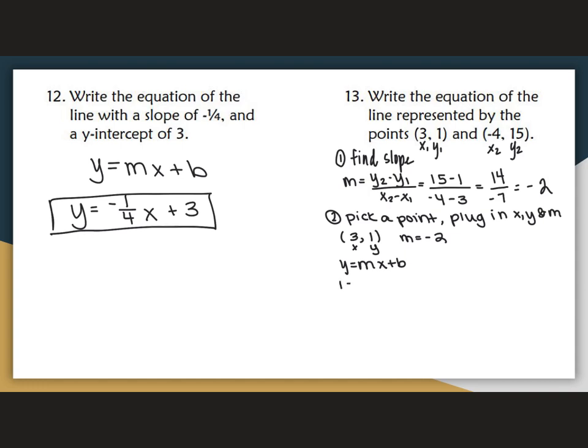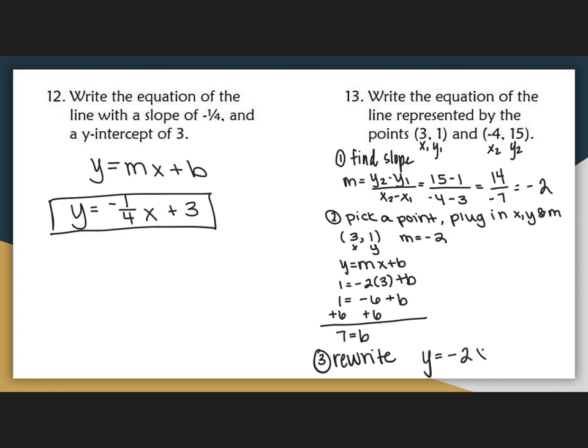So that would look like 1 equals negative 2 times 3 plus b. And now I want to solve for b. So negative 2 times 3 is negative 6 plus b. Add 6 to both sides. B is 7. The last thing we want to do is rewrite. We're only going to plug in m and b this time. So y equals negative 2x plus 7.